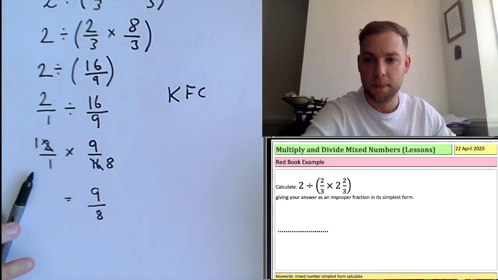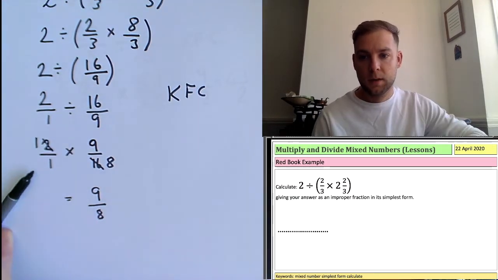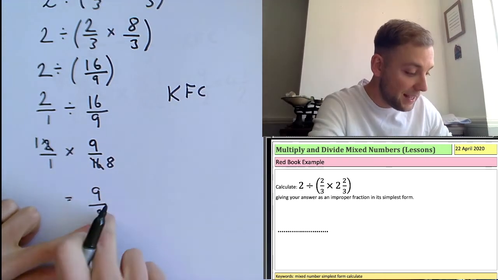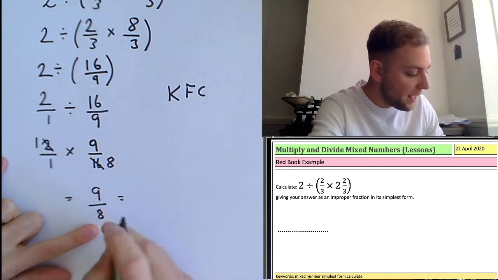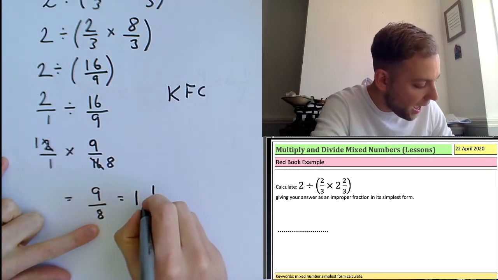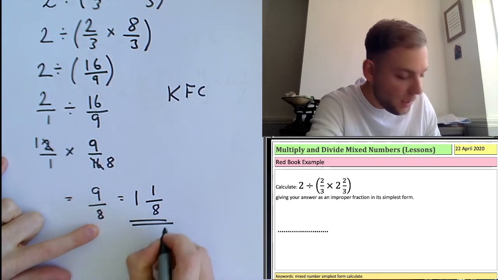So we've got here 8 over 9, let's write this as a mixed number. So how many times does 8 go into 9 and what's left over? Well, 8 goes into 9 once, and then there's going to be 1 out of 8 left over. And that's that question done.